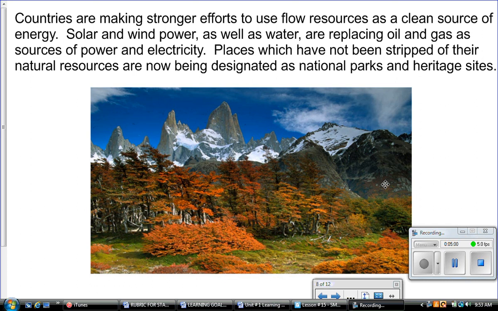Countries are making stronger efforts to use flow resources as a clean source of energy. Solar and wind power, as well as water, are replacing oil and gas as sources of power and electricity. Places which have not been stripped of their natural resources are now being designated as natural parks and heritage sites.